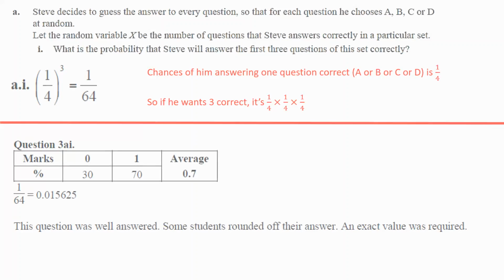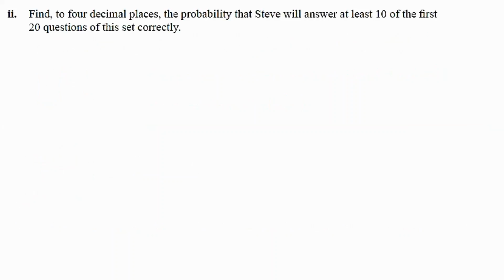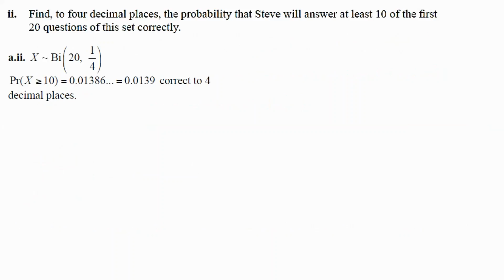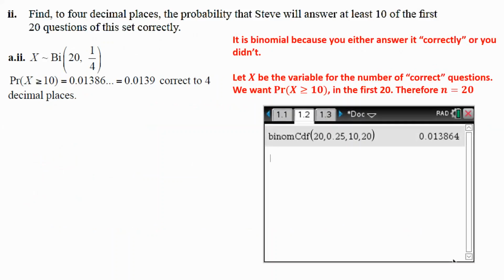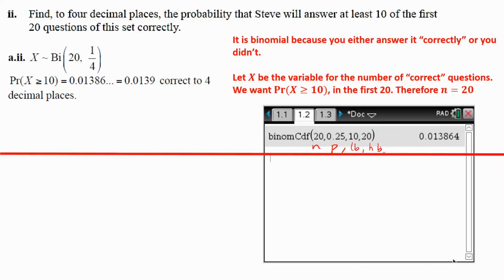Second one, greater than 10. So of course you want greater than 10. So you just type in your calculator, CDF, interval. I told you, it's not PDF, it's CDF. It's an interval from 10 to 20. N, P, lower boundary, higher boundary. Simple as that. Okay? Have a look at my PowerPoint.